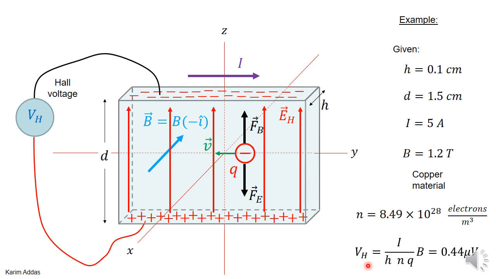So the Hall voltage, we showed that it's I B over h n Q. If you substitute the values of I, B, h, n and Q that are given, you'll find that the Hall voltage is about 0.44 microvolts. So actually it's a very, very small potential difference. So you need a very good, accurate instrument to be able to measure this Hall voltage.